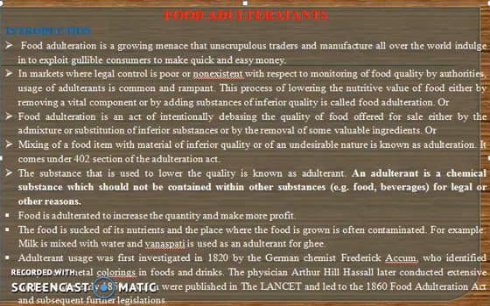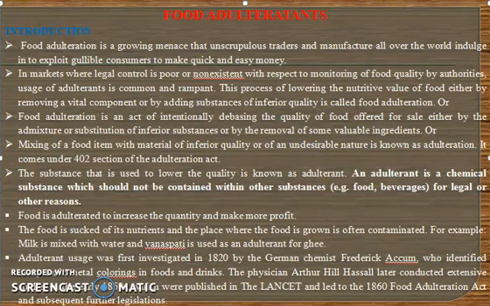Food adulterant is a growing menace that unscrupulous traders and manufacturers all over the world indulge in to exploit gullible consumers to make quick and easy money. Okay. In markets where legal control is poor or non-existent with respect to monitoring of food quality by any authority, usage of adulterants is common and rampant.